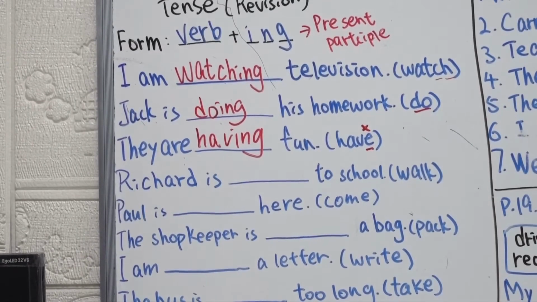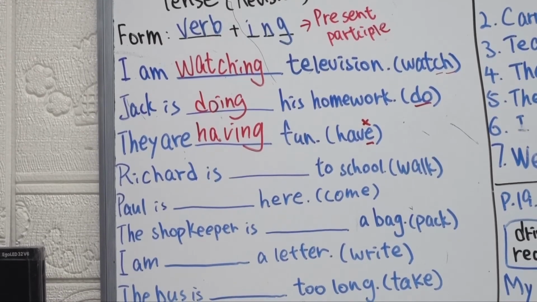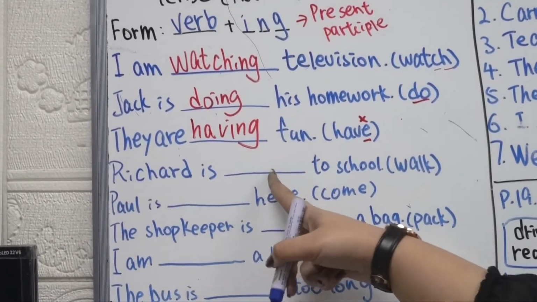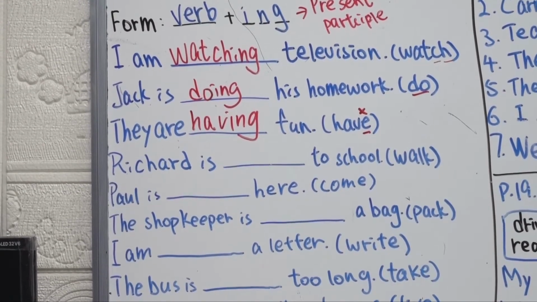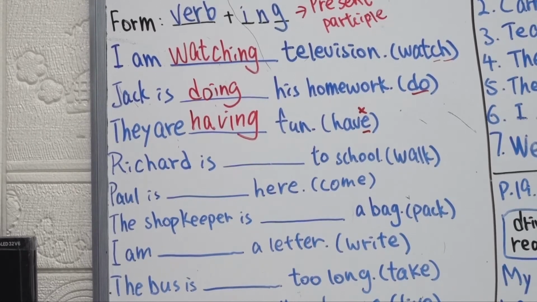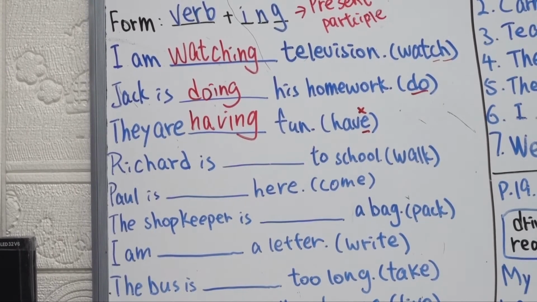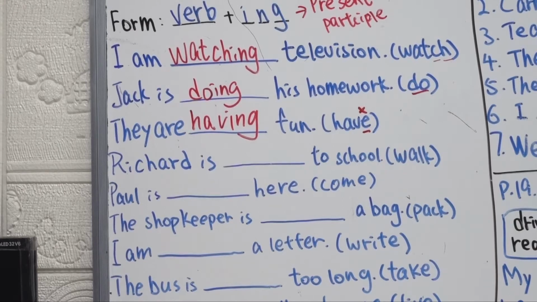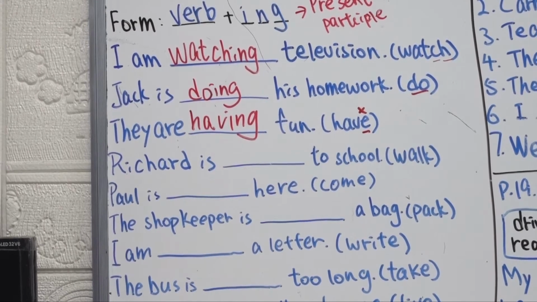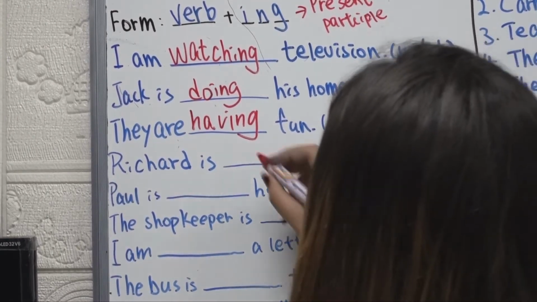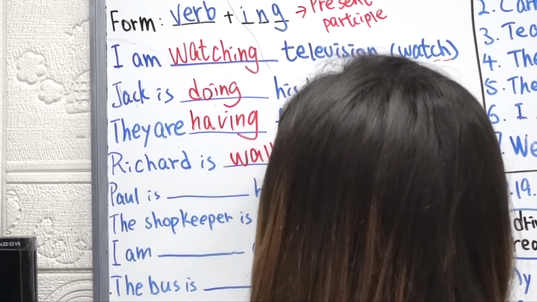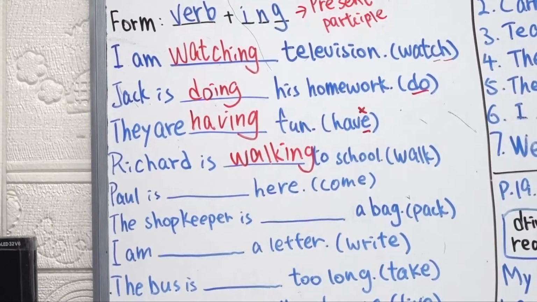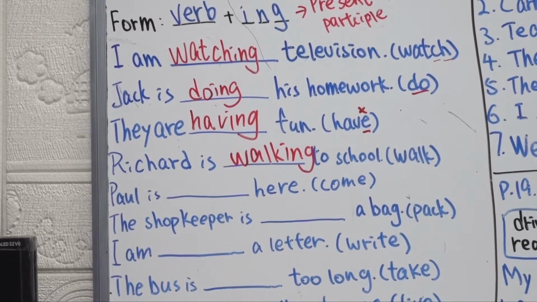Alright. Next one. Richard is what to school? The verb here, which one is the action verb? The action verb I've given to you is walk, right? So here walk becomes walking. Yes, Richard is walking to school. Walking. Okay, Richard is walking to school.